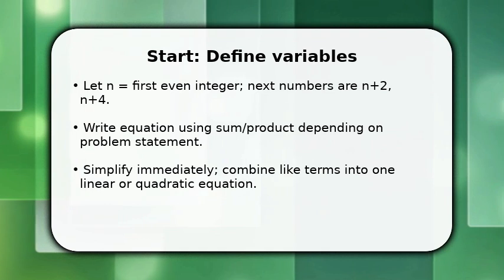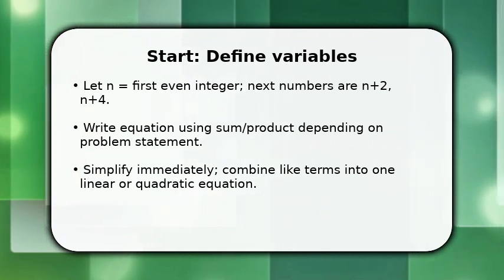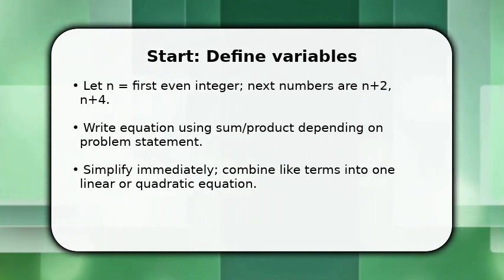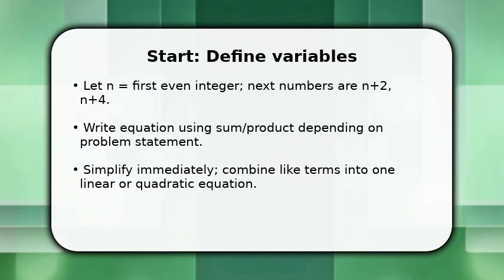Then simplify. Collect like terms and bring all pieces to one side so you have a standard linear or quadratic form. This early setup prevents sign errors and clarifies which formula you must solve.